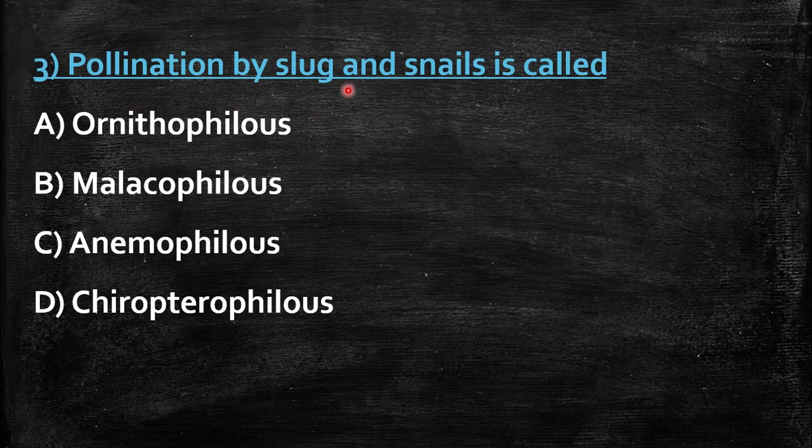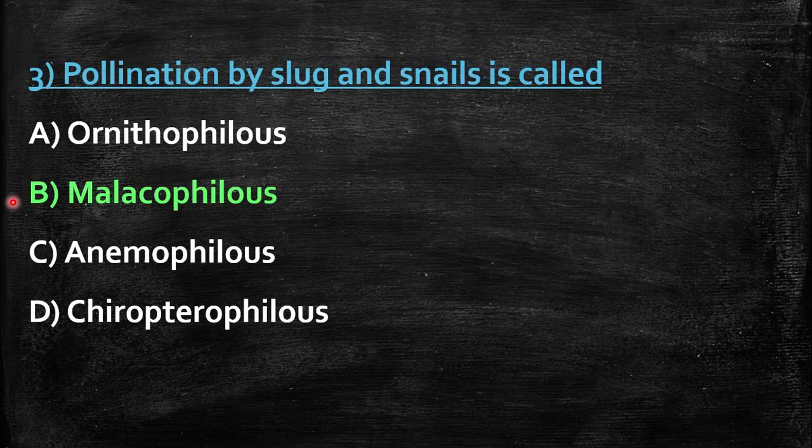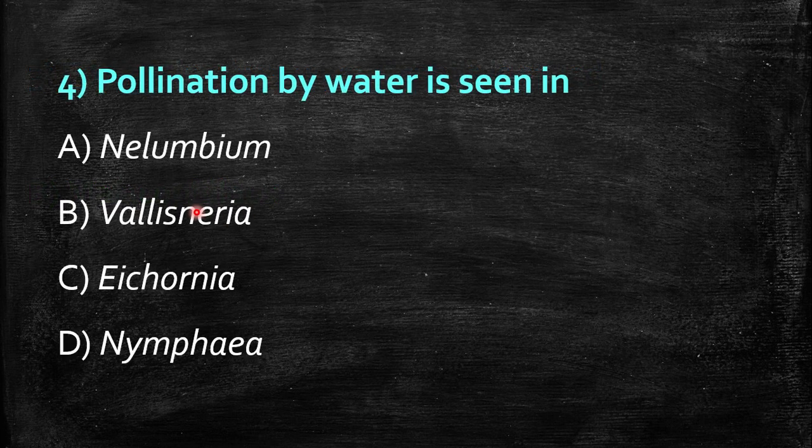The pollination by slug and snail is called? A is ornithophilous flowers, B is malacophilous, C is anemophilous, D is chiropterophilous. The answer is B, malacophilous. Next, the fourth question: pollination by water is seen in A. Nelumbium, B. Vallisneria, C. Eichhornia, D. Nymphaea.